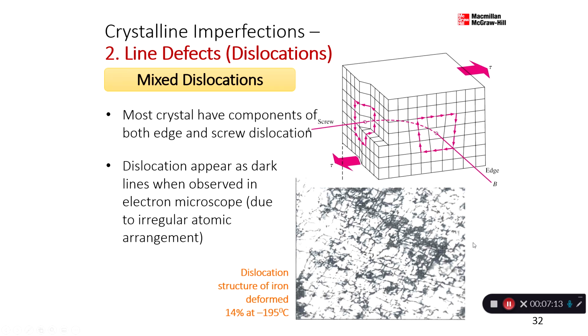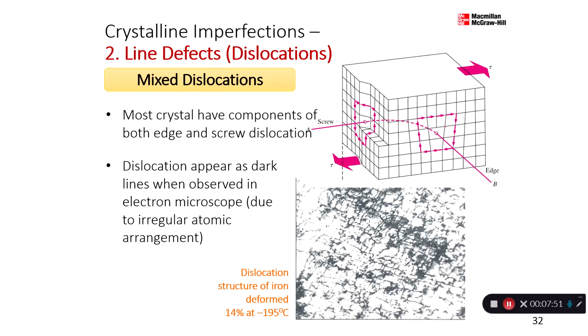Now the third one is simply a combination of the two, edge and screw. So most crystals have components of both edge and screw dislocation. So what you need to understand is that none of these defects are exclusive. You can't just say that, oh, this material only has point defects or only has screw dislocation. No, in most cases, because these defects happen naturally, it's impossible to control them. Okay, so most of the crystals will have a combination of both happening at the same place.